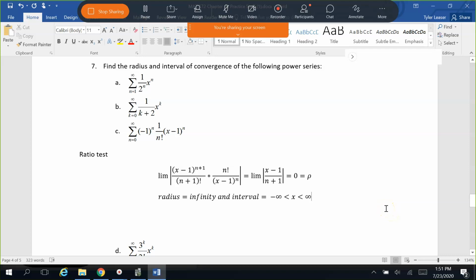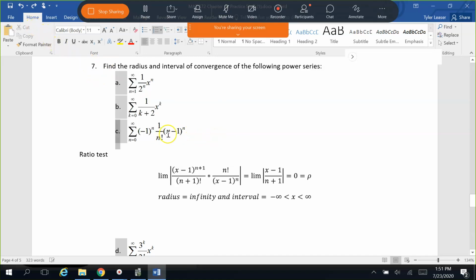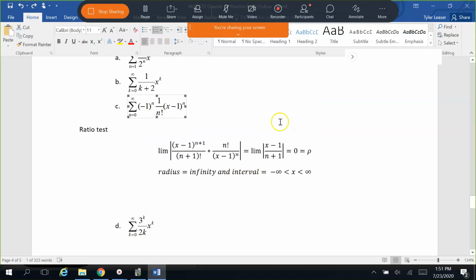In other words, this is an example of a series that converges on the entire number line. Whatever this thing converges to, and we know it converges everywhere, not just on a small subset of the number line. Okay, but you would do the same thing for all of these other ones.